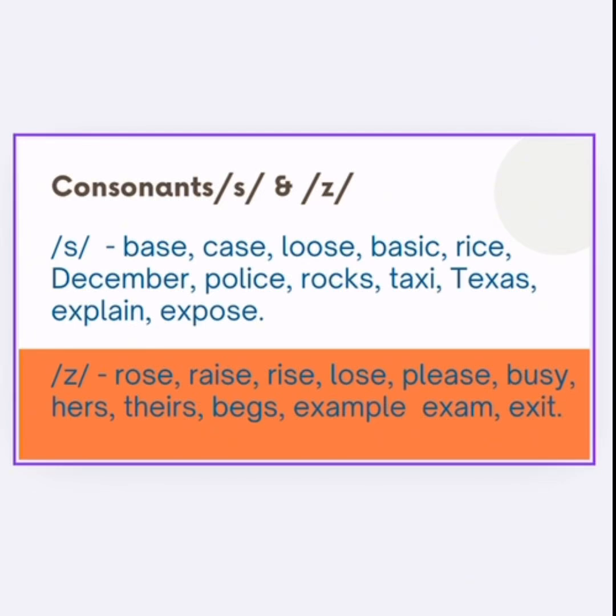Now let's go to the second sound for today. Z. Remember, this is a voiced sound. Make sure there is a vibration. Make sure your vocal cord, your throat is vibrating. Zzz. You have words like rose. Now look at the word rose. We have S in between two vowels, and because of that, the S sounds like Z, unlike the first word in the other example. Rose, raise, rise, lose, please, busy, hers.